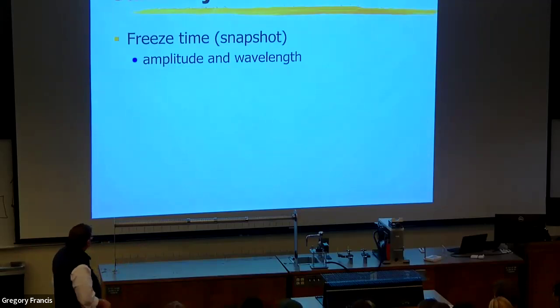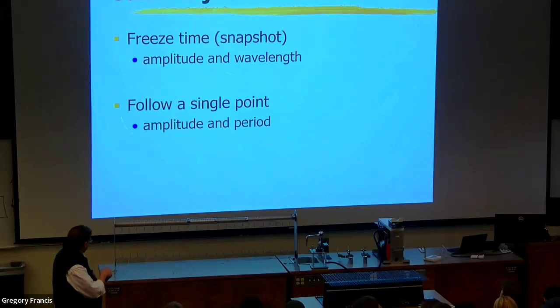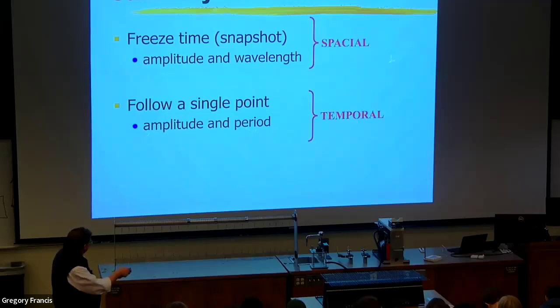Okay, so in summary, if I take a snapshot and freeze time, I get the amplitude and the wavelength. If instead I follow a single point, essentially isolating a location, I get the amplitude and the period. And so what I get is the spatial repetition here and the temporal repetition, or the repetition in time, here.